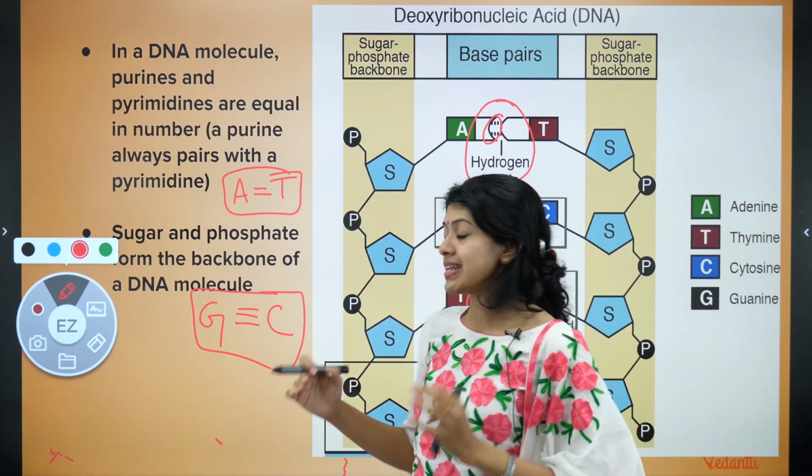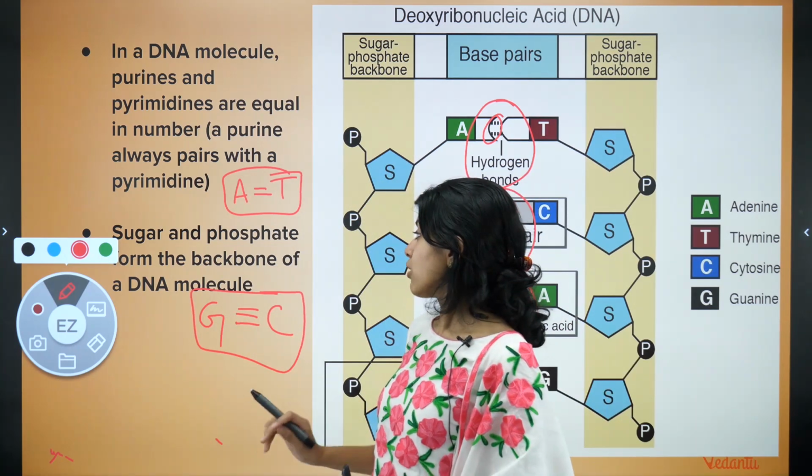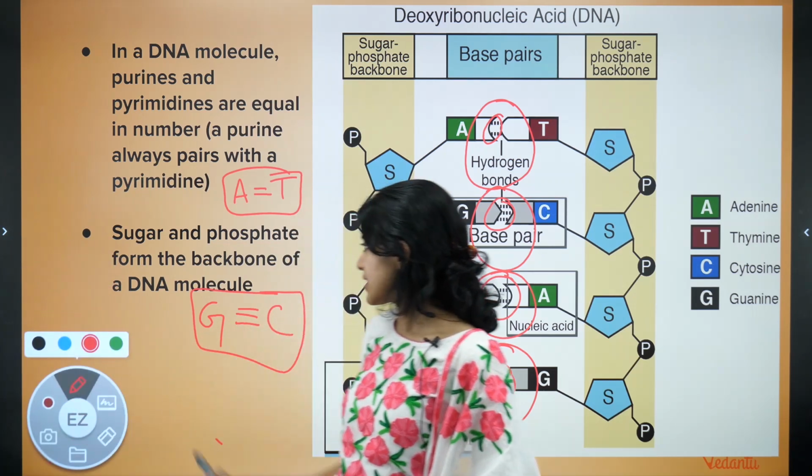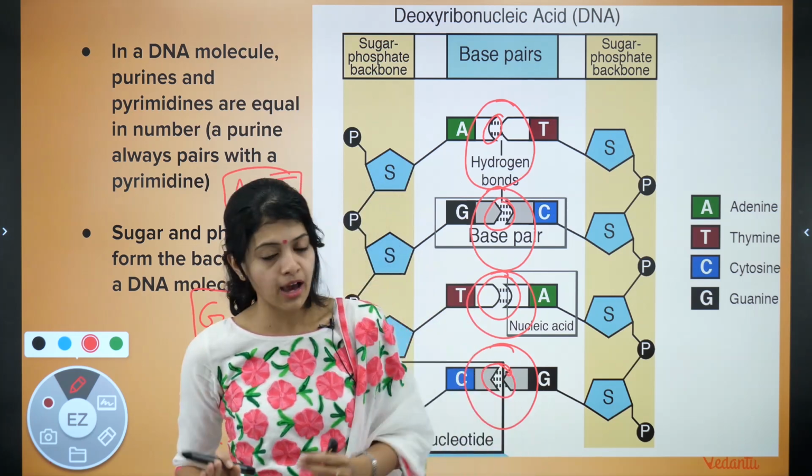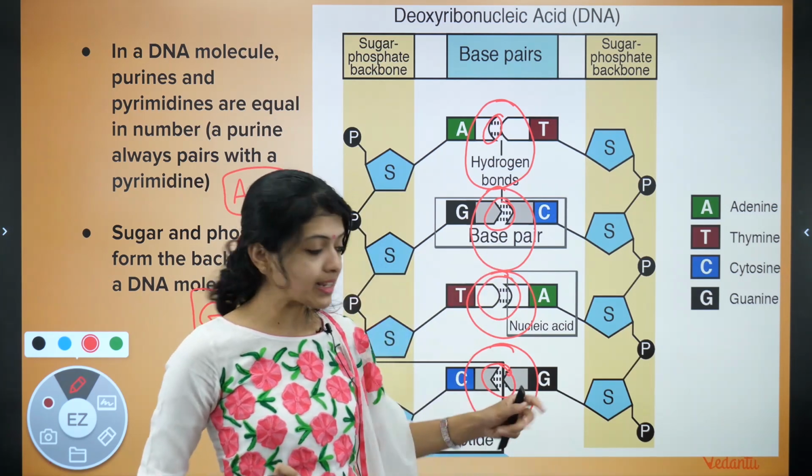Right? Keep this in mind. It's a very, very important rule. Now, sugar and phosphate, we have seen this, form the backbone of the DNA molecule. You are clear with that by now, right? I suppose this is very clear to you.